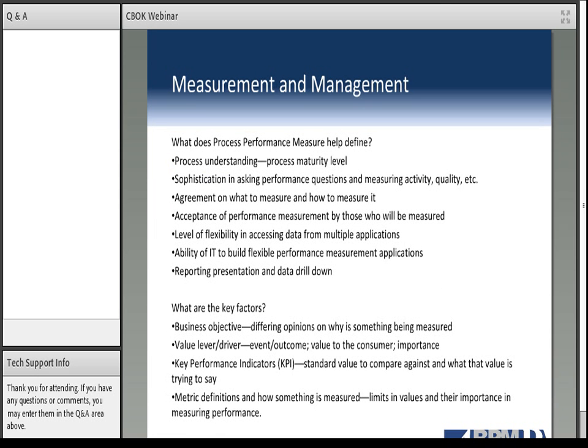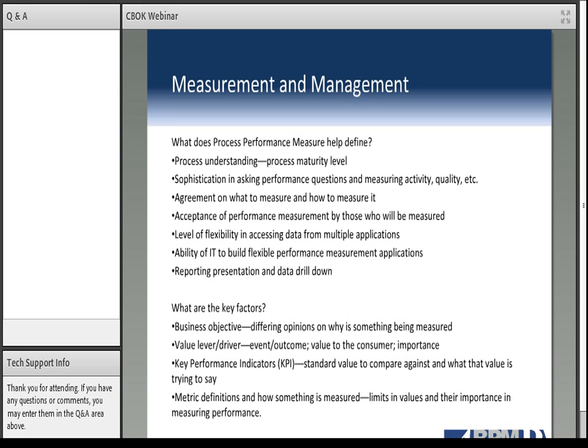Okay, and then let's talk about measurement and management. From a process performance measurement standpoint, what's the value, right? A lot of what we've been talking about is really the process understanding, understanding key metrics, getting agreement across the organization on what those metrics are and how you measure them, the acceptance that performance and measurement are extremely critical across the organization, and getting the right level of investment. All of a sudden you're exposing data that was difficult to expose before, which allows you to make better decisions and better predict issues and solve problems.